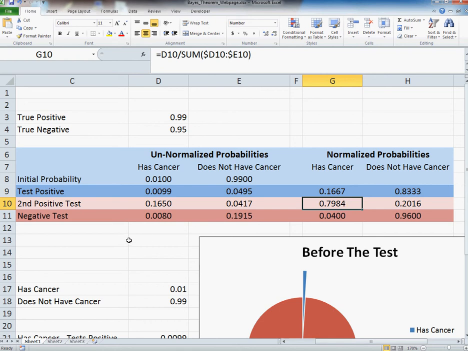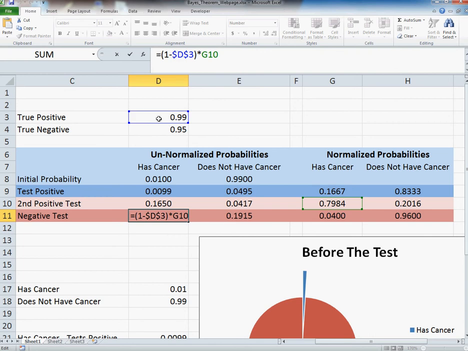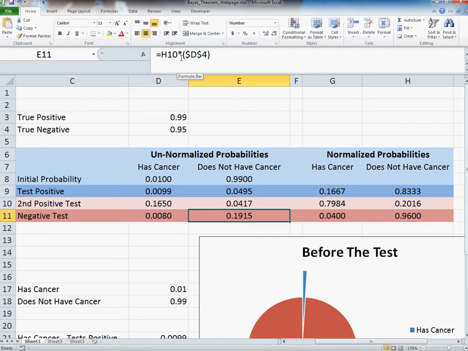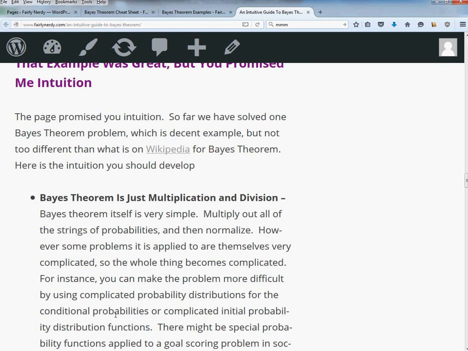If we then do a third test and get a negative result, our probability goes down again, because now we multiply this 80% chance by a 1% chance that they have cancer but get a negative. So this would be our false negative rate. So 80% times 1% here. And we multiply this 20% chance by our 95% true negative rate. And when we normalize, we get a 4% chance that they have cancer after these 2 positive and 1 negative tests. All right, so that's a good problem.